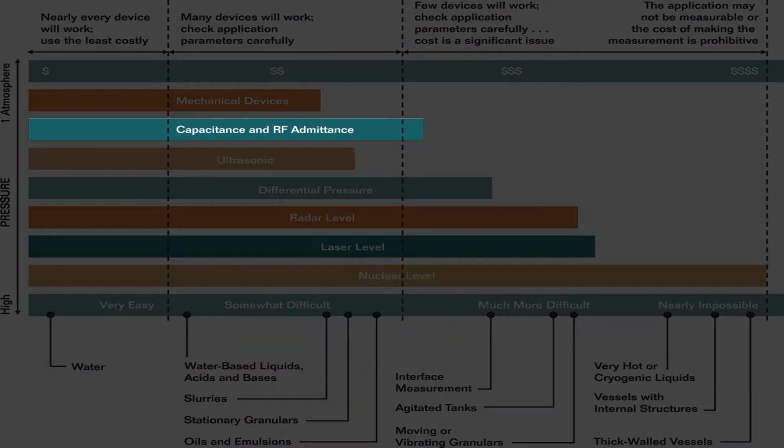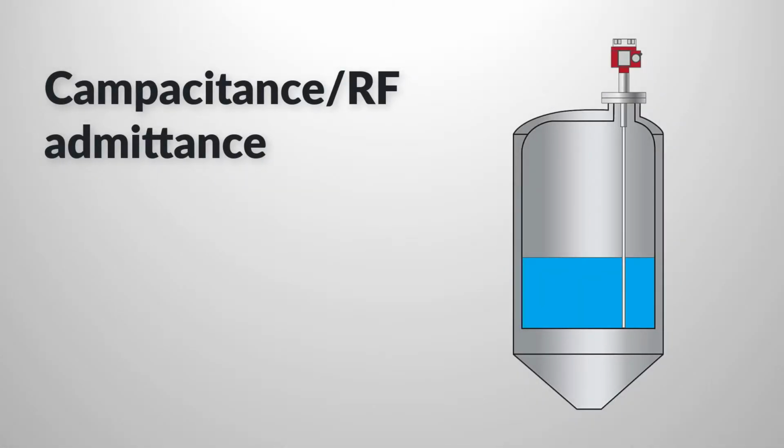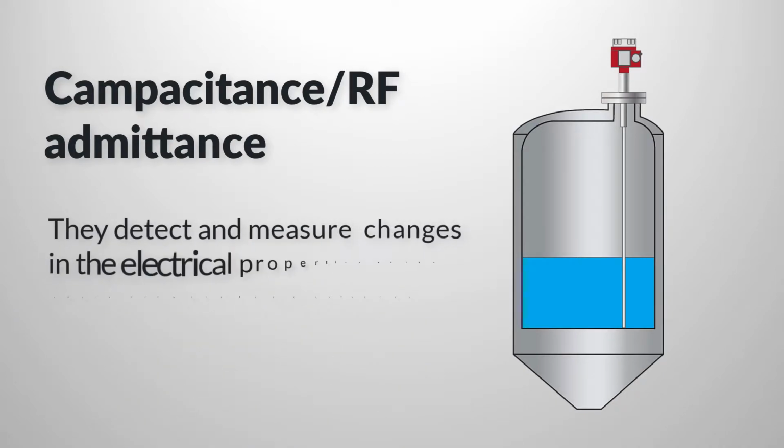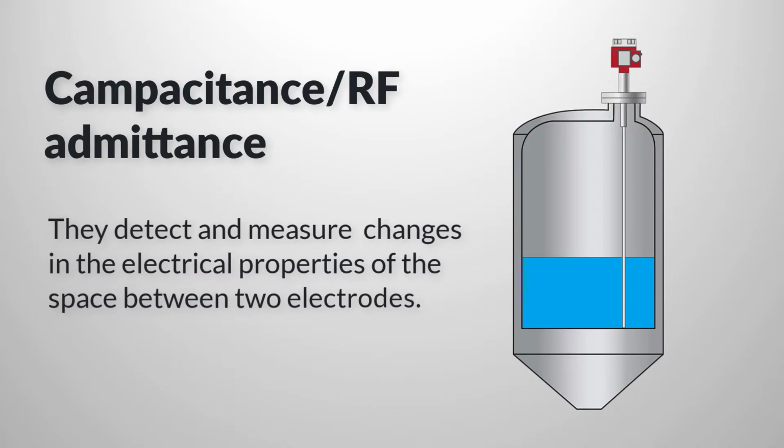Capacitance and admittance gauges can cover a broad range of applications at a reasonable cost. Capacitance and RF admittance devices include both point-level switches and continuous gauges. They detect and measure changes in the electrical properties of the space between two electrodes. In the common application shown here, the electrodes are a long probe and the tank itself.